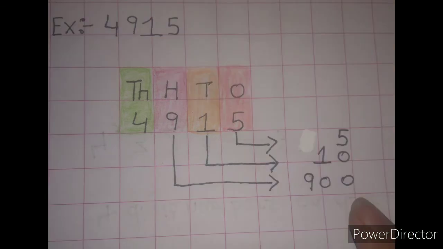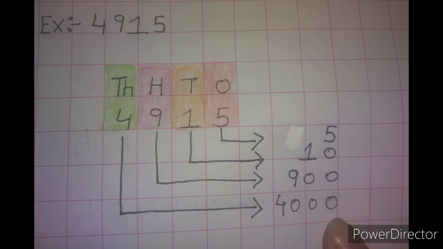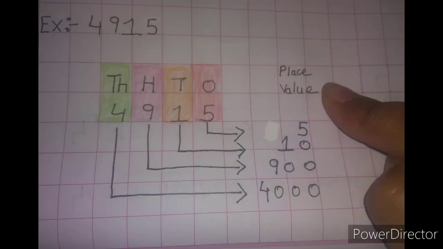Under 100 the digit is 9. So its place value will become 900. Under the 1000 column the digit is 4. So its place value will become 4000. So you can see every digit has its own place value.